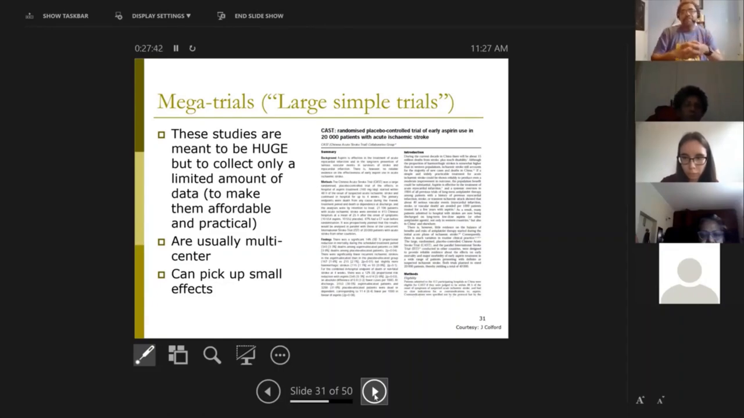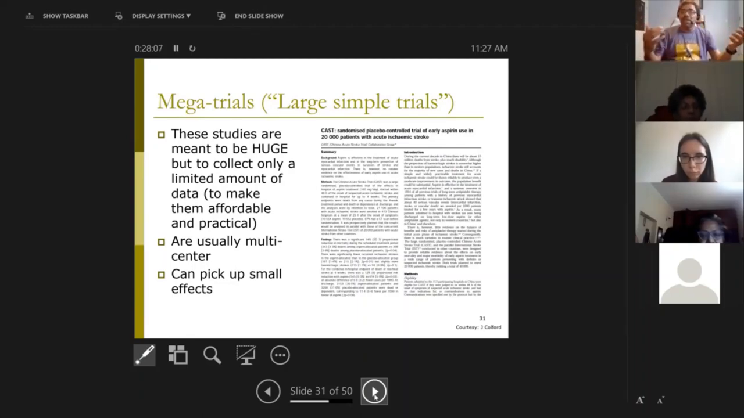So if it's a massive effect of a drug, you can pick it up with a small trial. But if it's a small effect, you have no choice but to study thousands of people in each arm to pick up, say, a 10% or a 20% improvement in mortality, because that's a small effect you're looking for. So now the field is large, simple, mega trials: settle the question quickly and then move on.